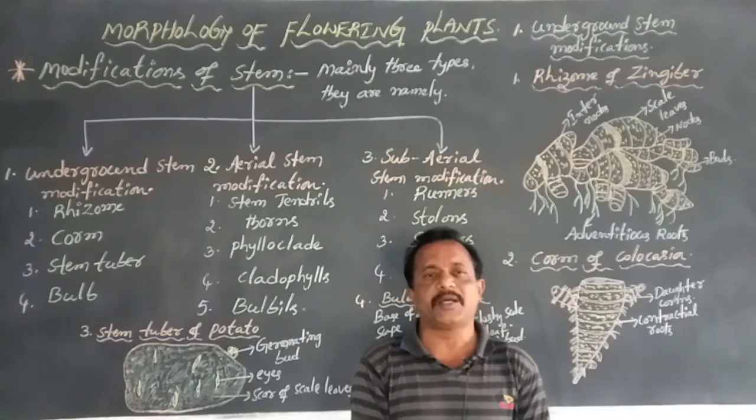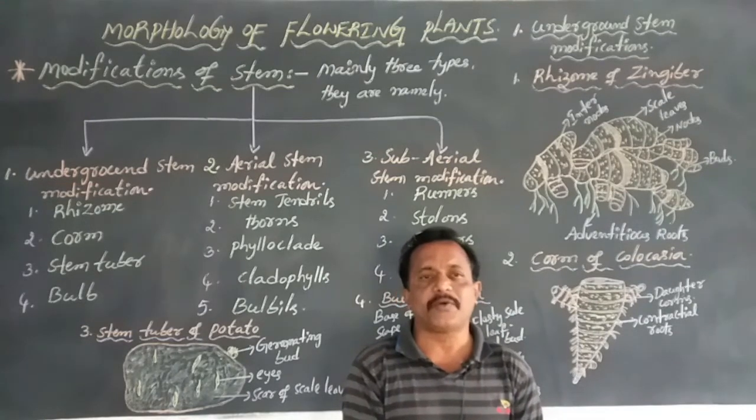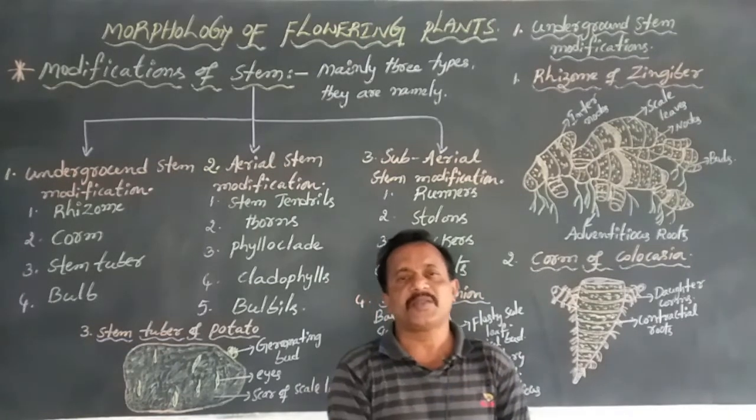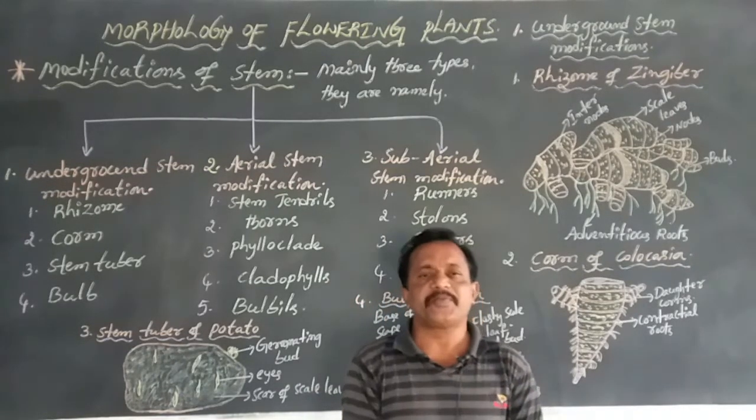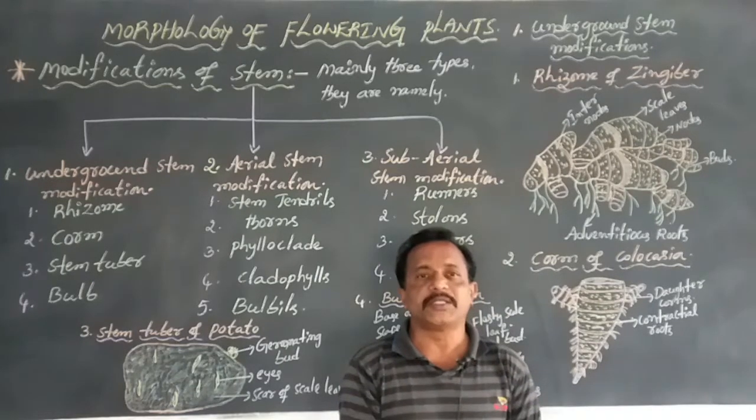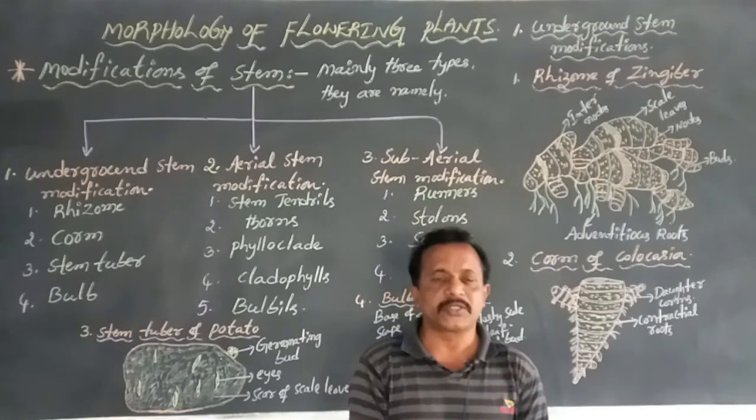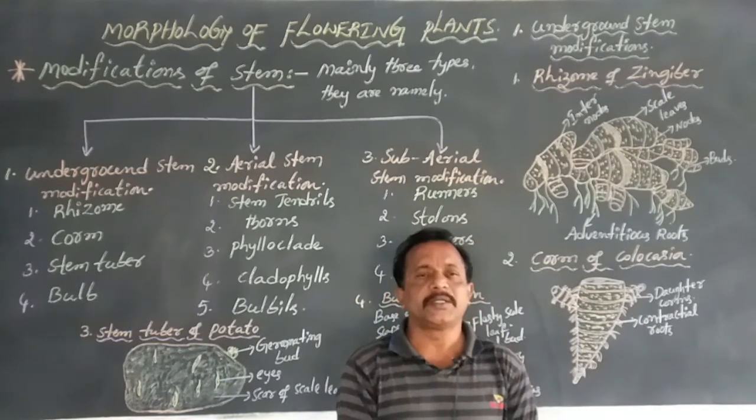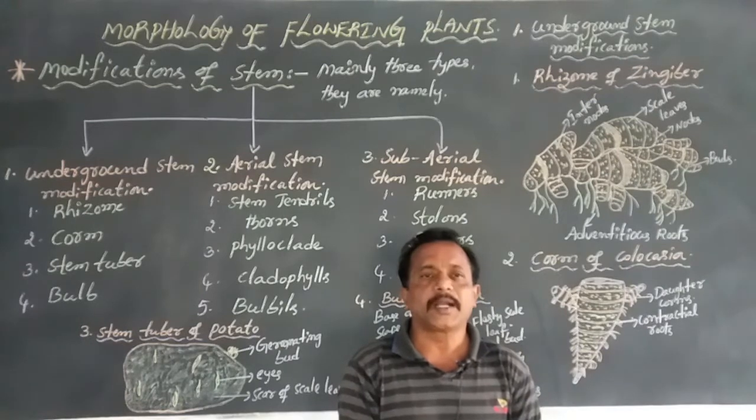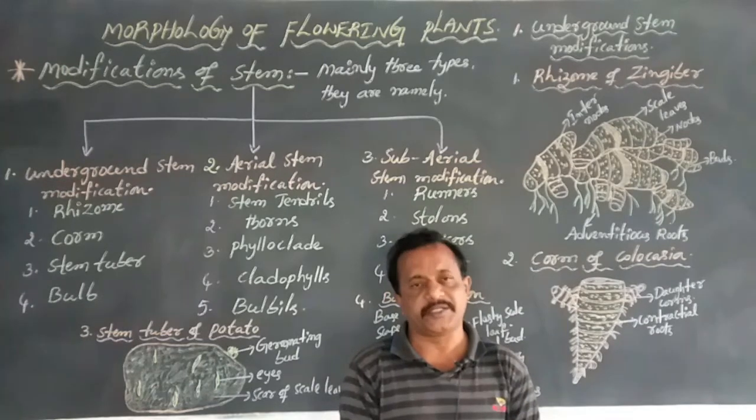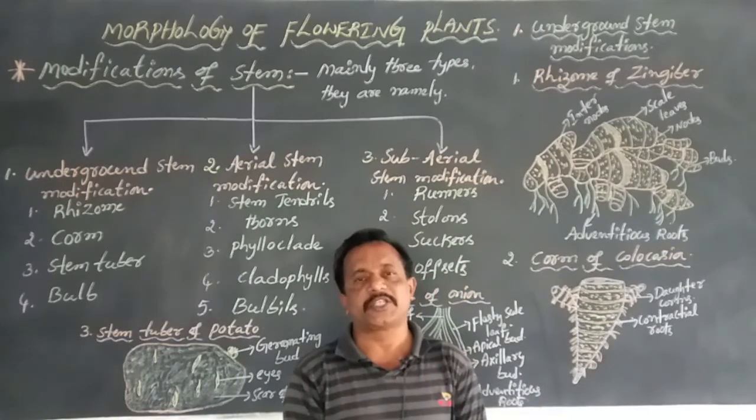The main function of the root is absorption of water and mineral nutrients from the soil. The main function of the stem is to spread out branches. They bear leaves, buds, flowers and fruits. Sometimes they also conduct water, mineral nutrients and photosynthetic products. So these are some of the differences between the root and the stem.